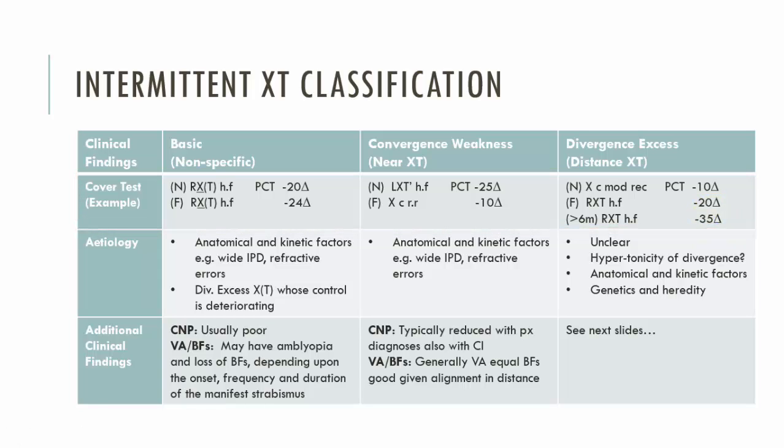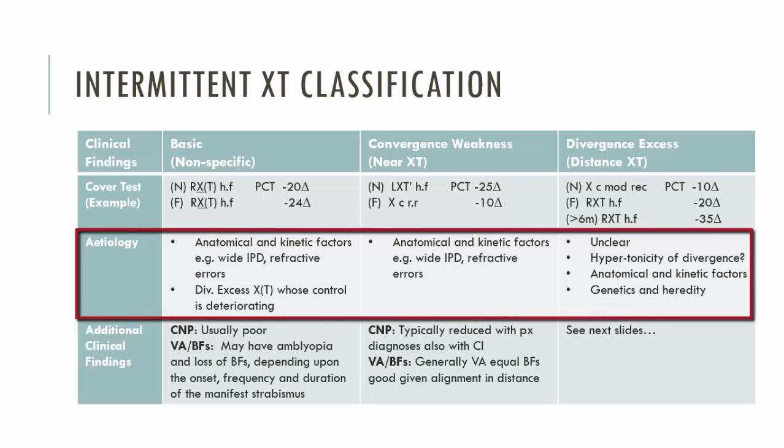Now, in terms of what causes the various types of intermittent XT, this is relatively difficult at times to determine, but it could be anatomic or kinetic factors such as refractive errors and IPD. In relation to basic types of deviation, these can actually be patients who were once divergence excess exotropes but have slowly become basic or non-specific.